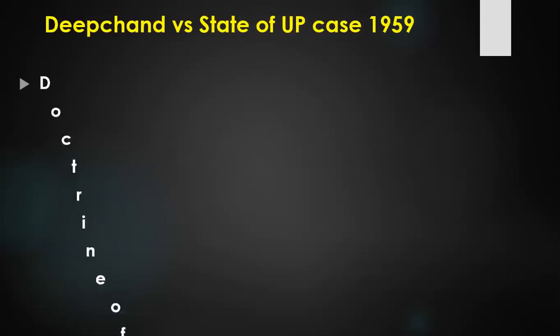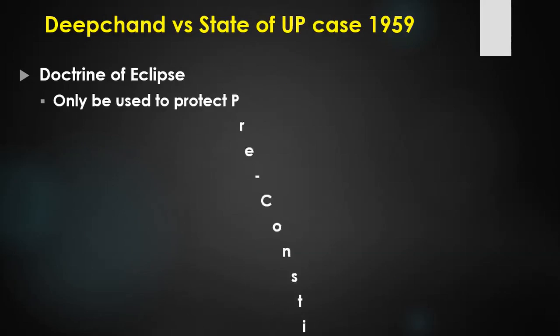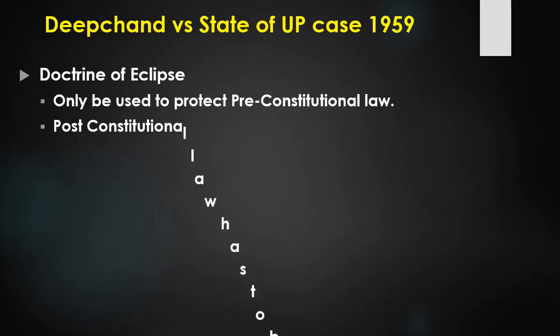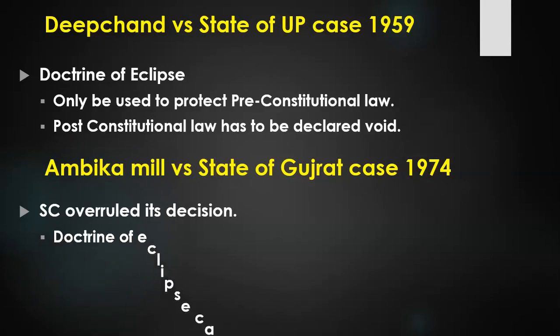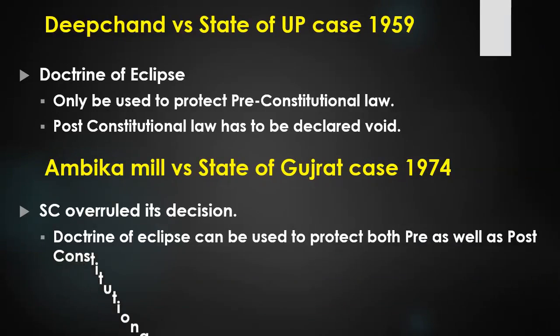Now friends, then comes the Deep Chand versus State of Uttar Pradesh case, 1959. So what happened in this case? The Supreme Court said that the doctrine of eclipse can only be used to protect pre-constitutional law. According to the doctrine of eclipse, only pre-constitutional laws will be declared dormant, which means they will not be declared dead, they will not be killed, they will be kept in the shadow of fundamental right.